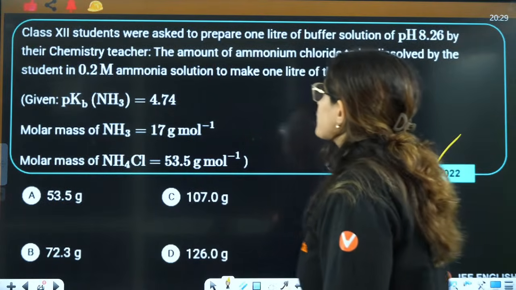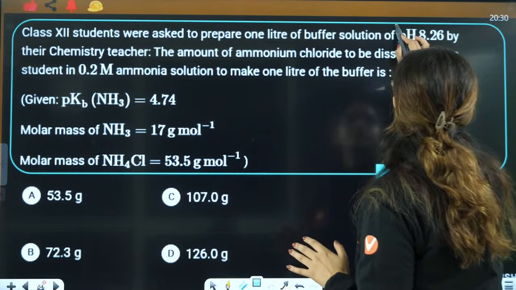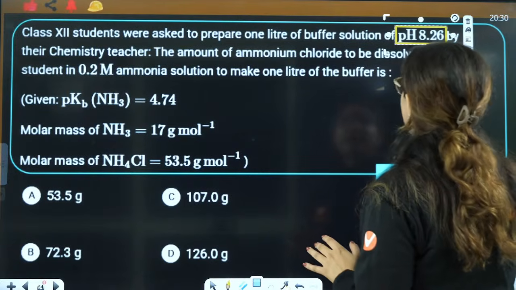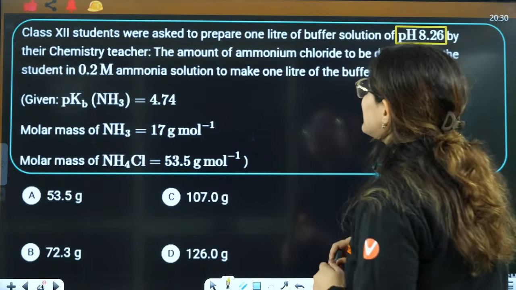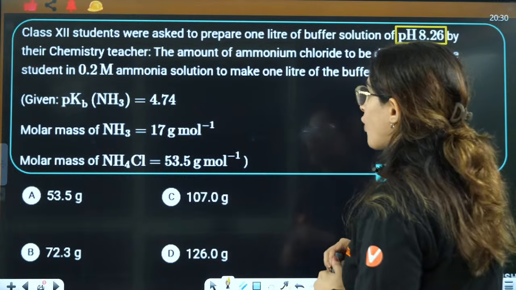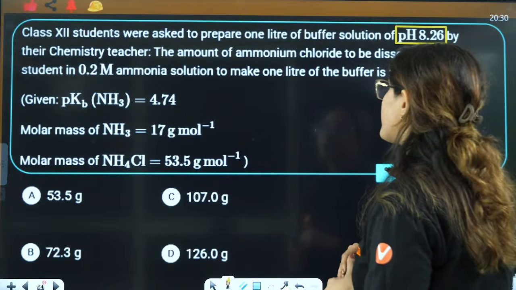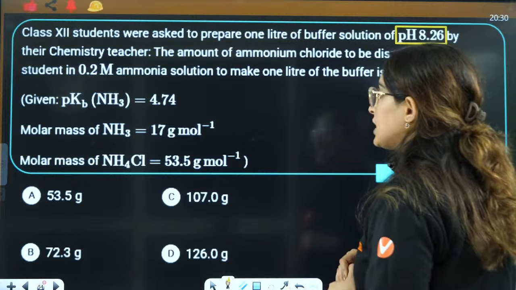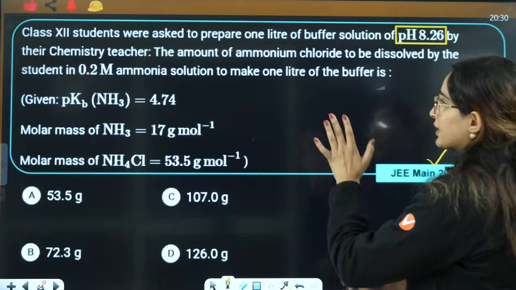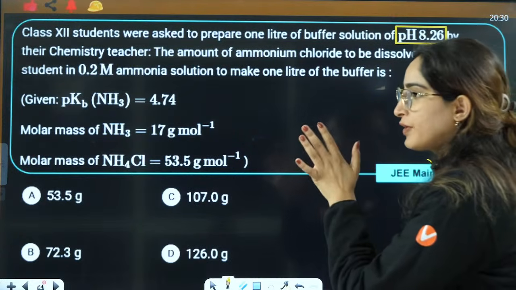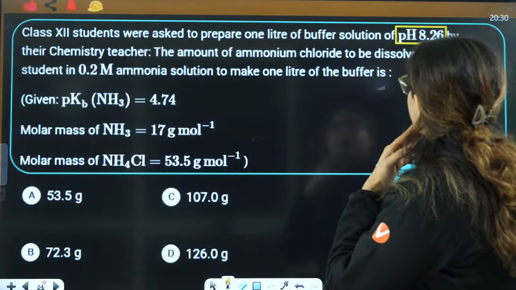Class 12 students were asked to prepare 1 liter of buffer solution of this pH by their chemistry teacher. The amount of ammonium chloride to be dissolved by the student in 0.2 ammonia solution to make 1 liter of buffer is what? Now pKb is given to you. This is a basic buffer that we can see here. Prepare 1 liter of basic buffer.